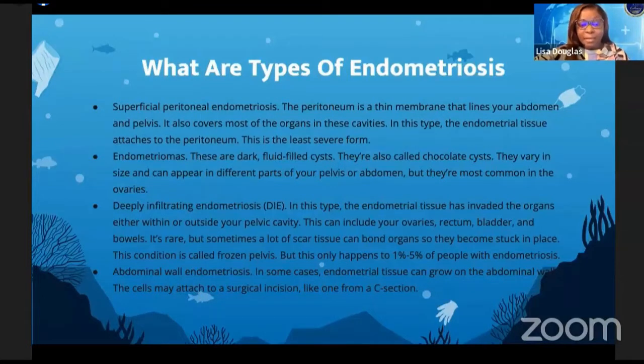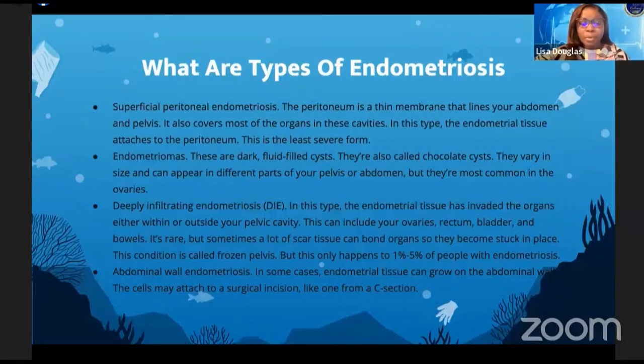The deeper infiltrating endometriosis, in this type, the endometrial tissue has invaded the organs either within or outside your pelvic cavity. This can include your ovaries, rectum, bladder, and bowels. It's rare, but sometimes a lot of scar tissue can bond organs so they become stuck in place. This condition is called frozen pelvis. But this also happens to 1 to 5% of people with endometriosis.